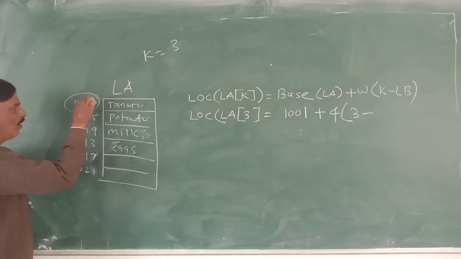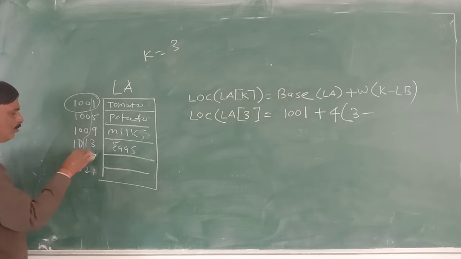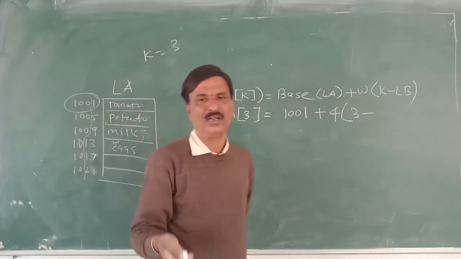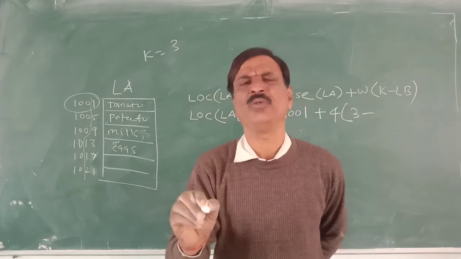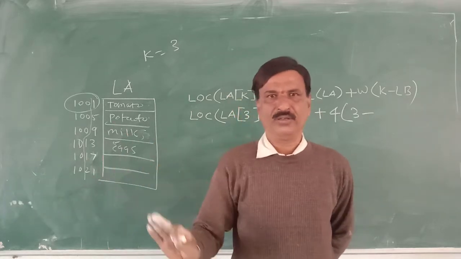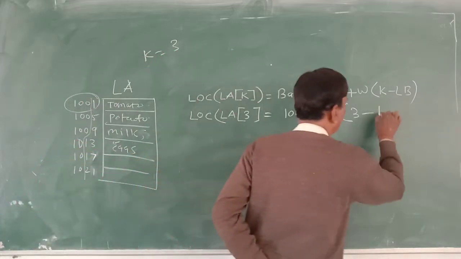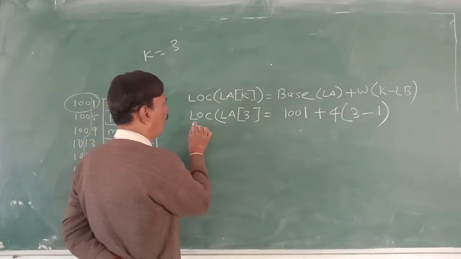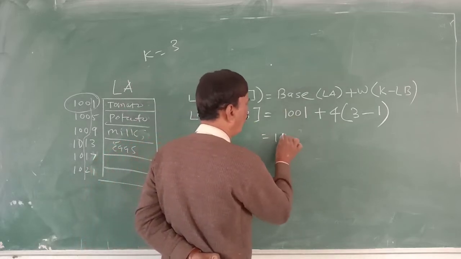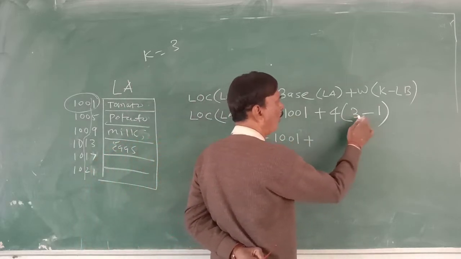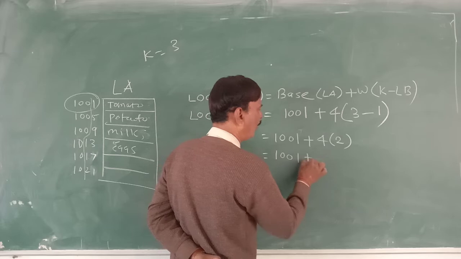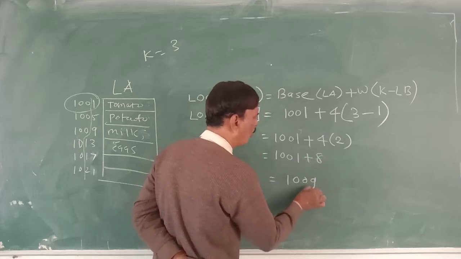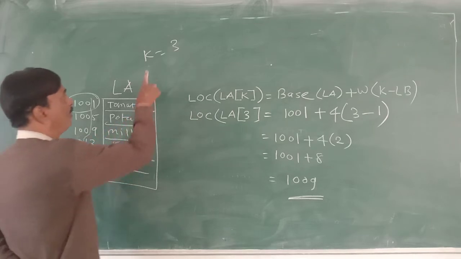So here the 1 is a common thing. Why don't we write only 1? Because while writing numbers, like sheet numbers, we say 1001, then 1002 we do not write; we say simply 2, 3, 4 up to 2000. Similarly, here we can write down only 1. Now you see, location of LA[3] is equal to 1001 plus 4 into (3 minus 1), that is 1001 plus 8, which is equal to 1009. So see, K is equal to 3.